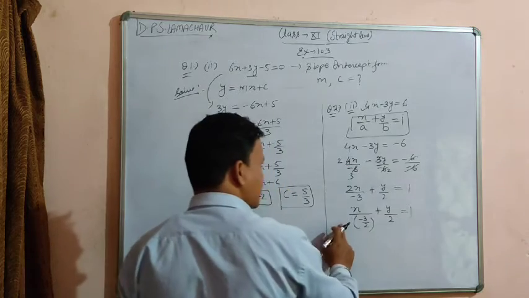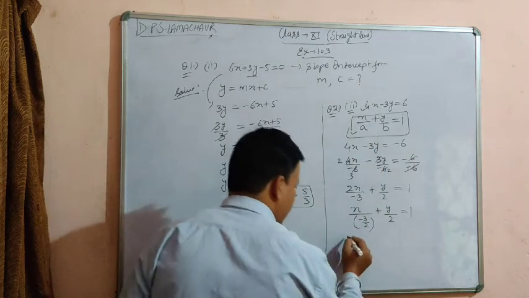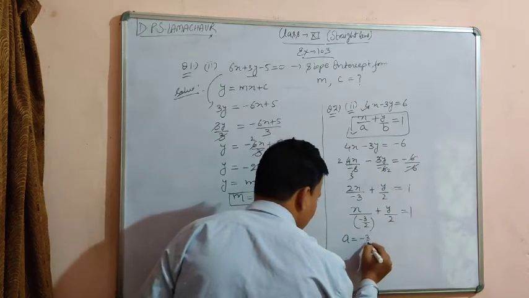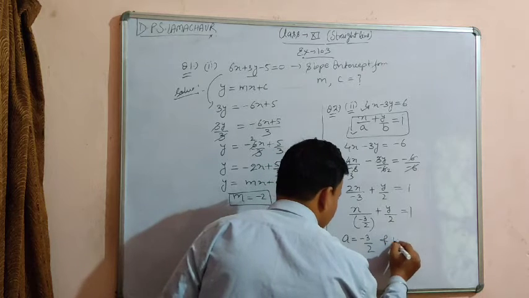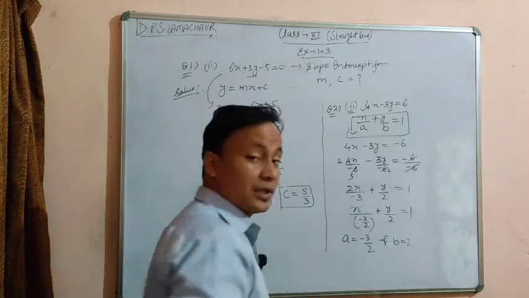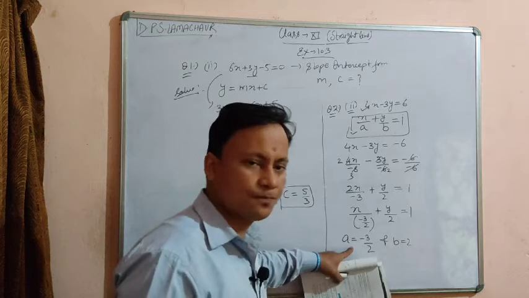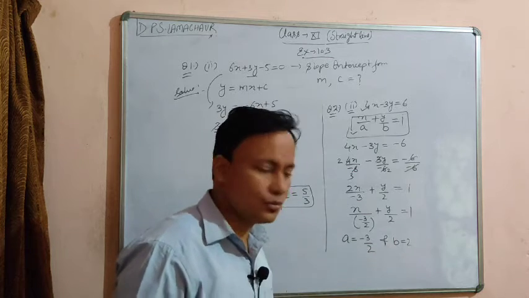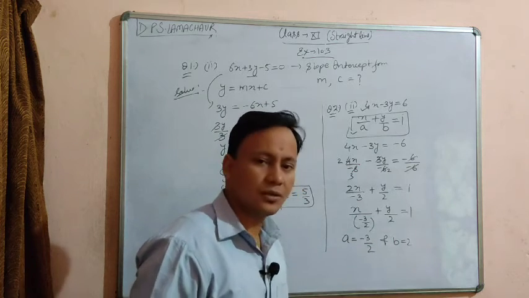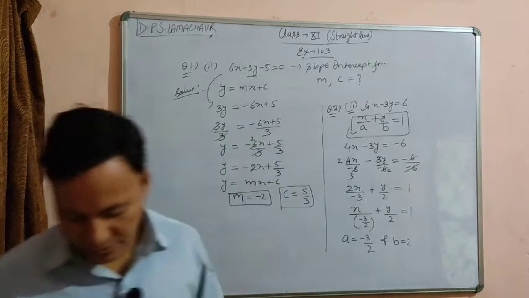Now on comparing this with the intercept form, we get the value of a is equal to minus 3 upon 2 and the value of b is equal to 2. Now what is a? a is the x-intercept. So the x-intercept is minus 3 upon 2 and the y-intercept is only 2. Pause the video and take the screenshot.